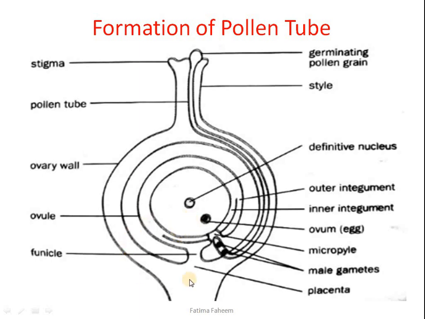So here the structure is very important. The formation of the pollen tube is very important because it is the process which ensures that the male gamete reaches the female gamete inside the ovary, in the ovule, where they are lying.